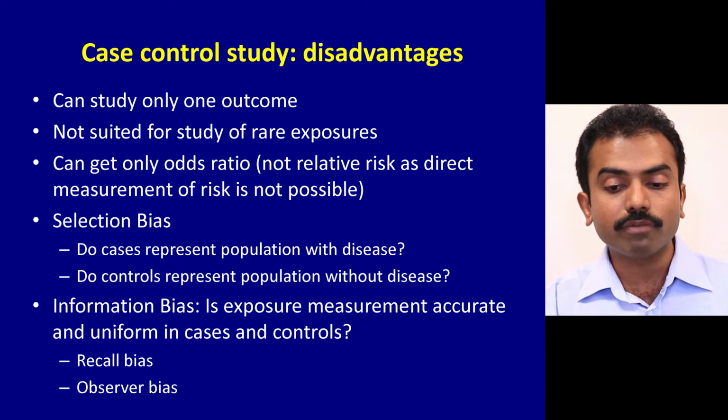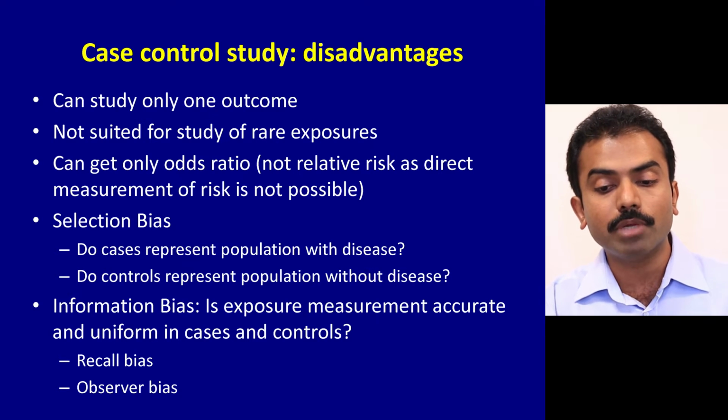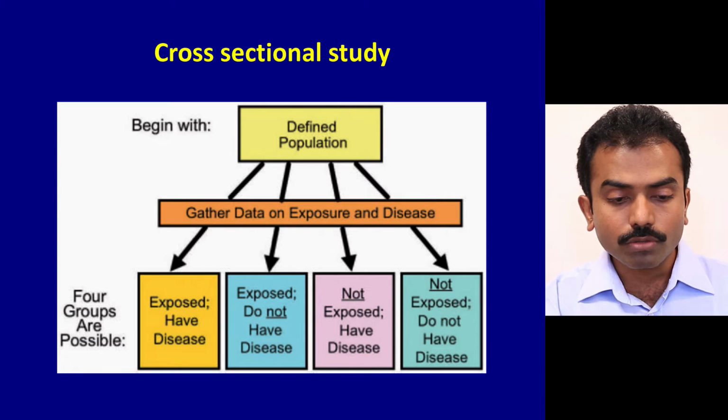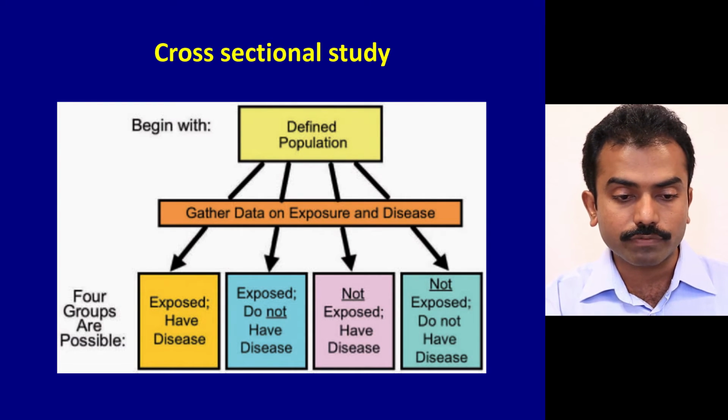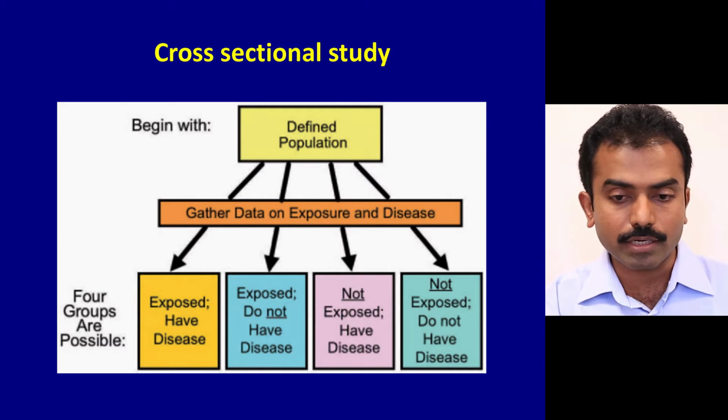So the ability of the cases in this case to recall something that happened during pregnancy is much better as compared to the ability of the controls, and that can lead to certain biases. This is called recall bias. So these are some of the disadvantages of case control studies. So we have to be careful when we are choosing our study design.